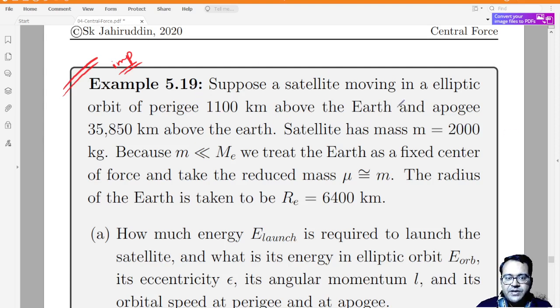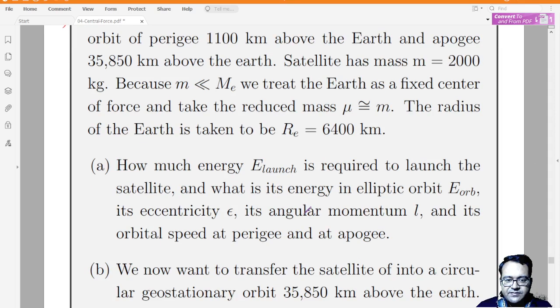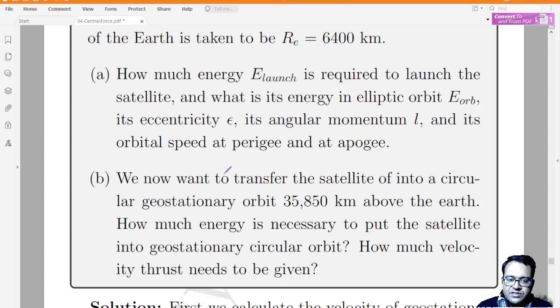An elliptical orbit with perigee and apogee is given. This is typically the data we have before the satellite is launched. It's a very practical approach. Mass is given. Then, step by step: how much energy is required to launch the satellite, and what is the energy in the elliptical orbit? Then we need to transfer the satellite into a geostationary orbit. How much energy will be necessary to put it there?